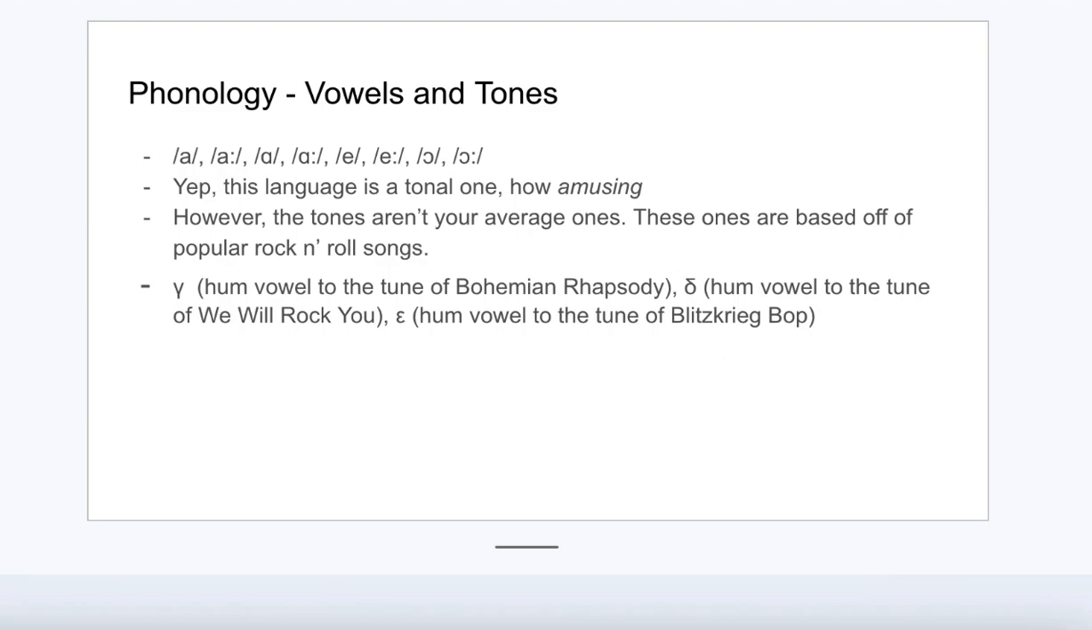So there is gamma, which is hum vowel to the tune of Bohemian Rhapsody. Delta, which is hum vowel to the tune of We Will Rock You. And epsilon, which is hum vowel to the tune of Blitzkrieg Bop.